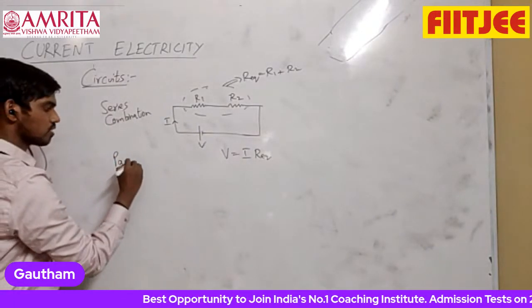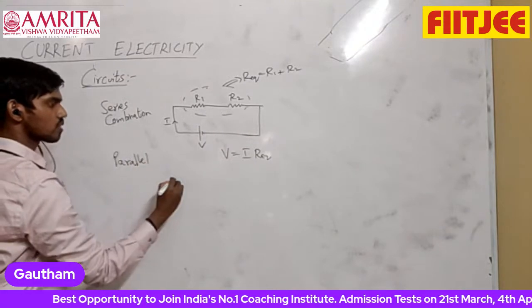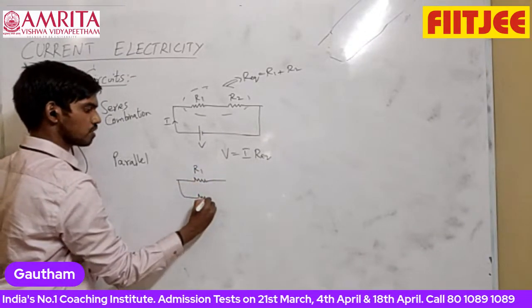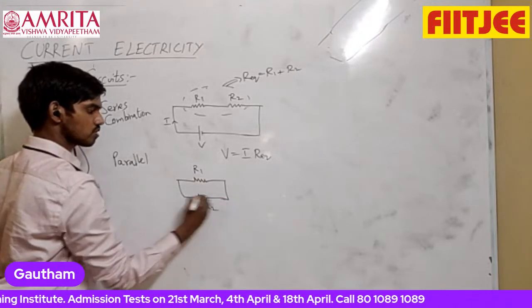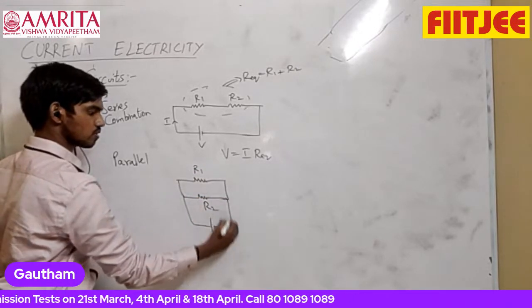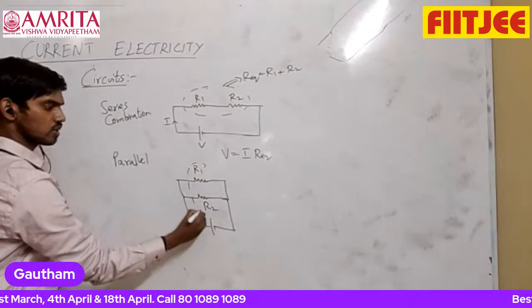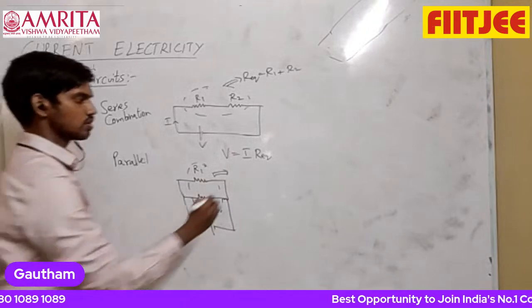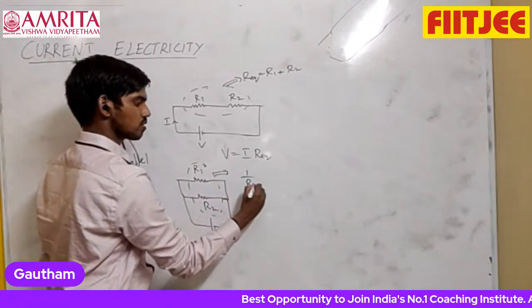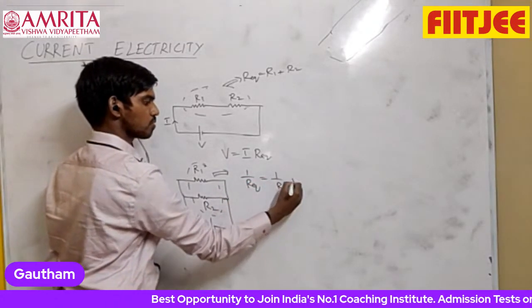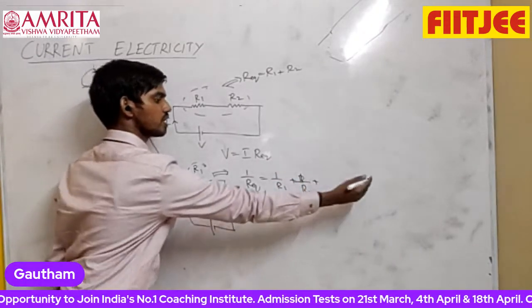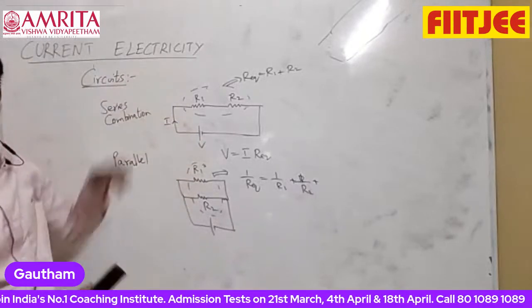Similarly for parallel combination, if the same potential drop is applied across the two resistors, then you can combine these two as one single resistor. They are in parallel combination. So 1 by R equivalent is 1 by R1 plus 1 by R2, and so on, plus 1 by R3 and so on if you have multiple resistors in parallel.